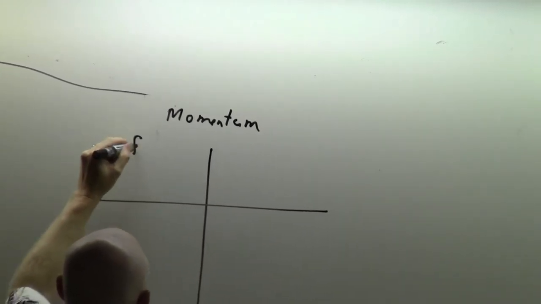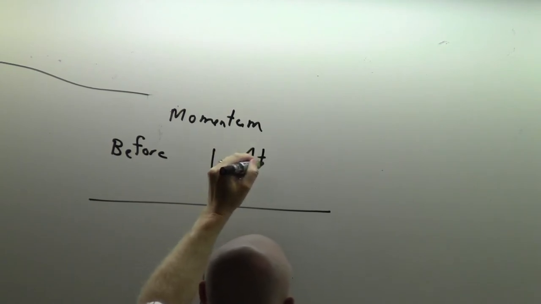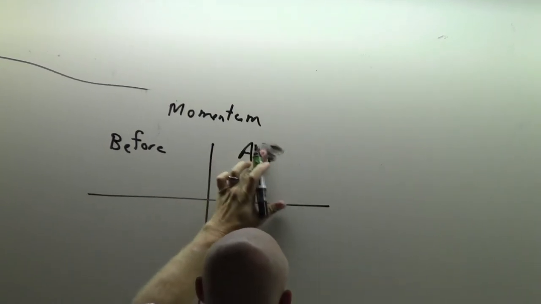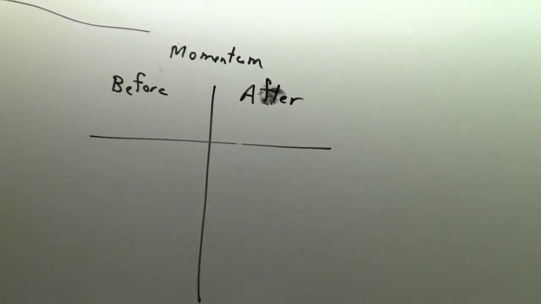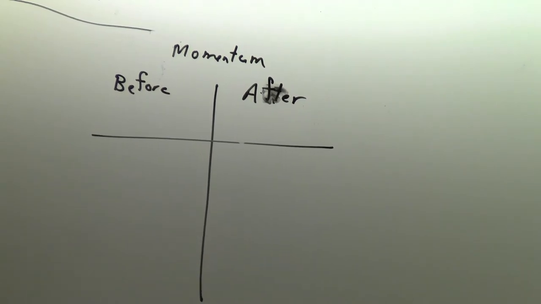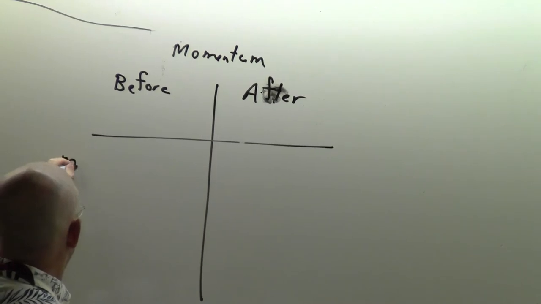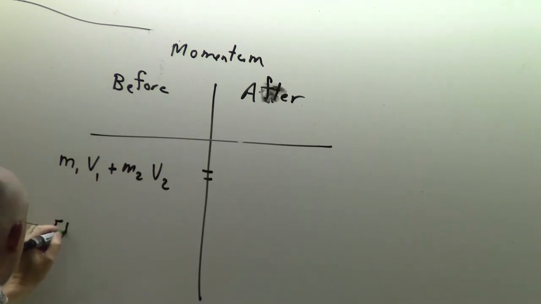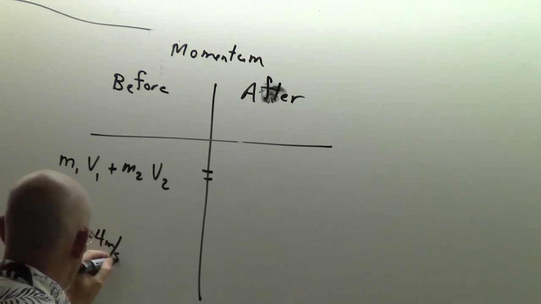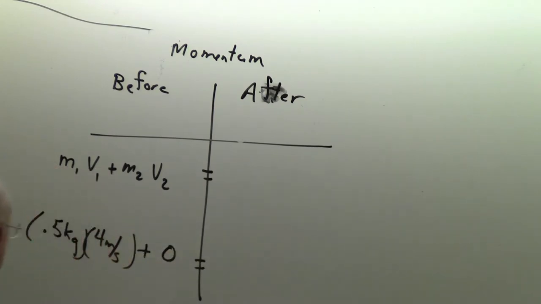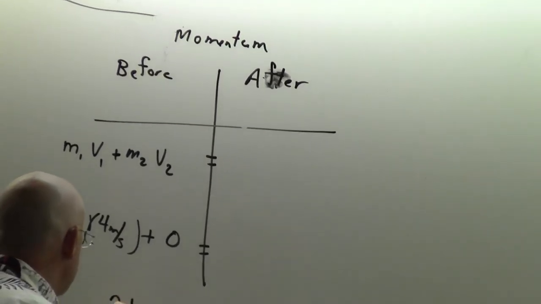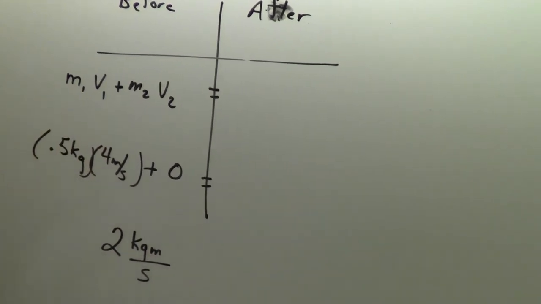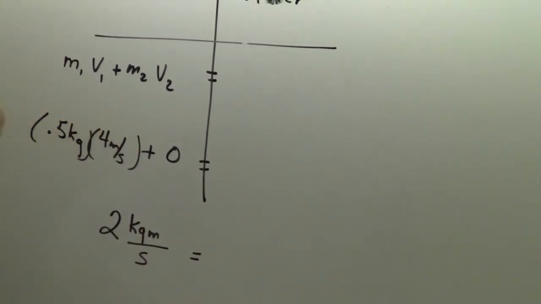We said go ahead and take the momentum before the collision and compare it to the momentum after the collision. Before the collision, I had M1 V1 plus M2 V2 equals. If I put in my numbers, I have this half a kilogram going with a speed of 4 meters per second, and the second one is stationary. And so we came up with 2 kilogram meters per second. That didn't have its own little name like a Newton or a Joule. You can even go back to the video on this chapter. Those were exactly the numbers we did before.